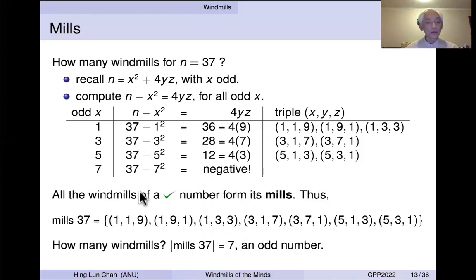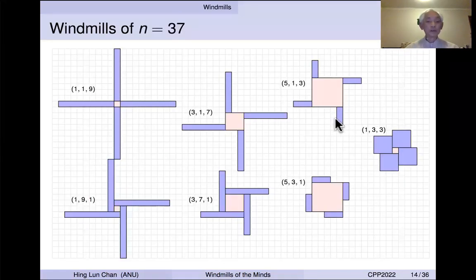When we collect all the windmills of a tick number, it will form its mills. So mills of 37 is a set of all the triples, and we'll count them. There are 7 of them, all right? And this is to denote the size or the number of elements of the set, which is an odd number. So this is the picture for the 7 windmills of the number 37, the tick number. Very soon we shall read their minds, okay?